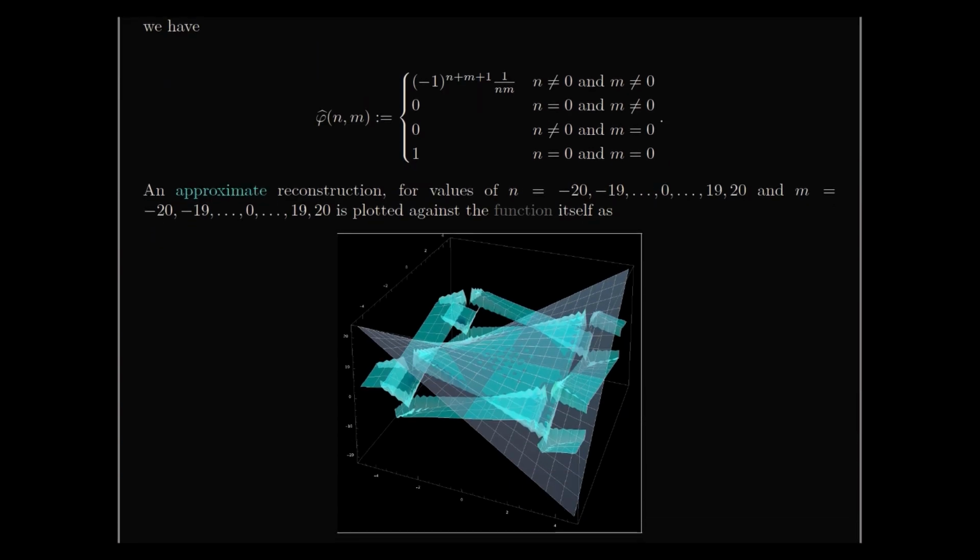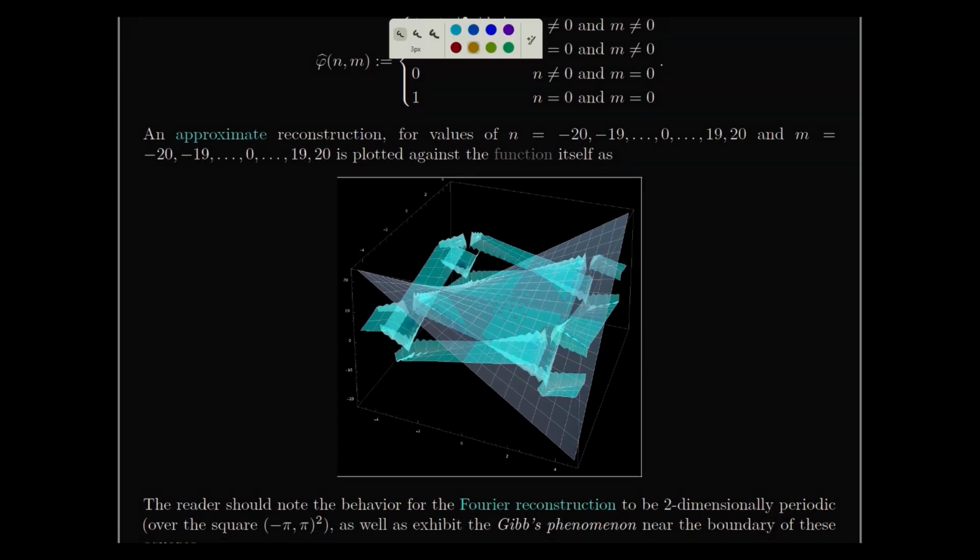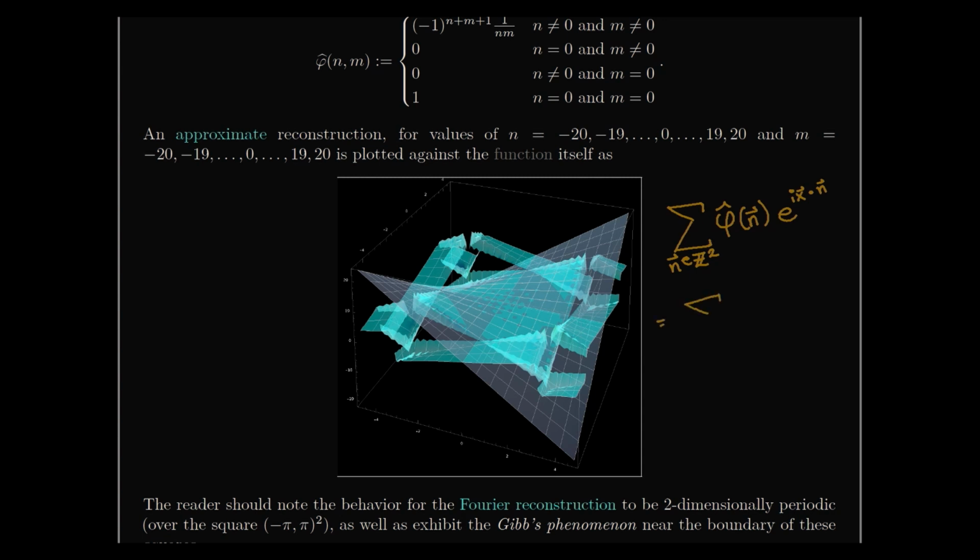And then I will create a reconstruction of this the same way I did with the Fourier series in one dimension. So what does this reconstruction actually look like? It's the sum over n vector in Z^2 of phi hat of n vector times e to the i x vector dot n vector. But let's make that a little bit more clear. This is actually the sum over all n's and m's going from minus infinity to plus infinity of phi hat of n and m, e to the i x n plus i y m. So this is what the reconstruction looks like.